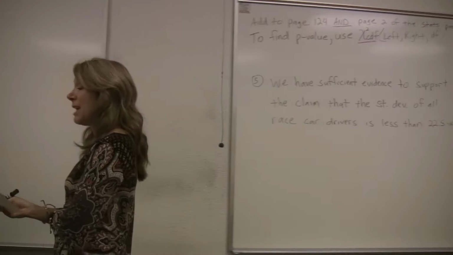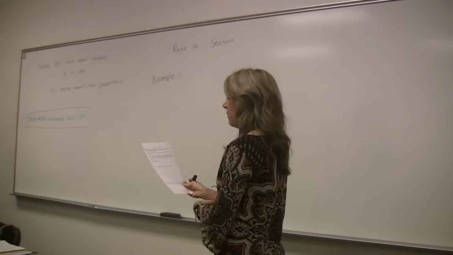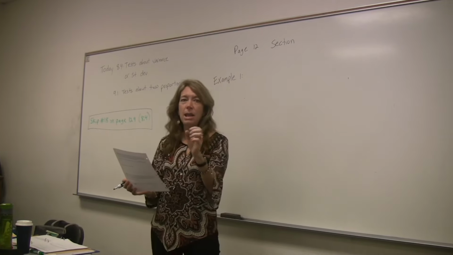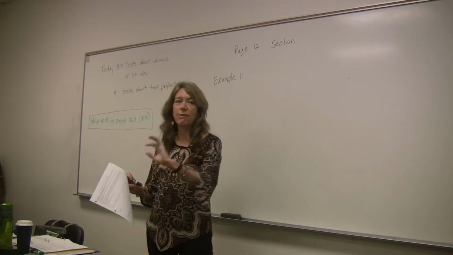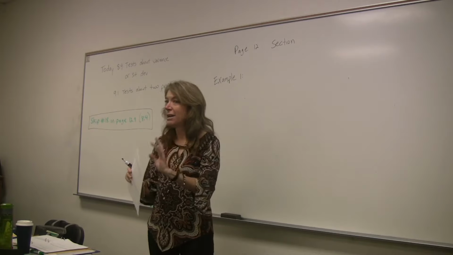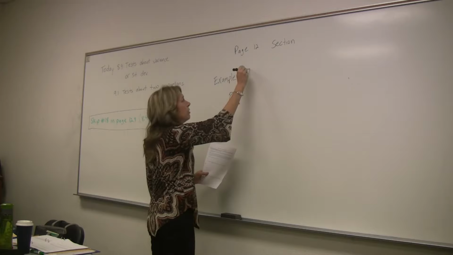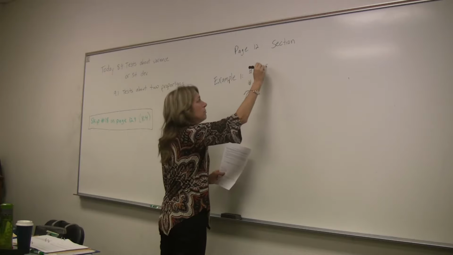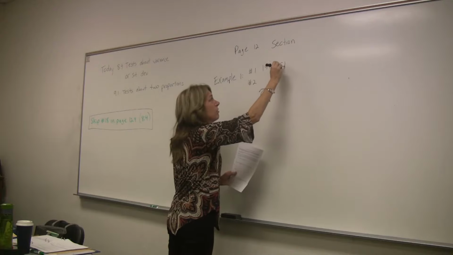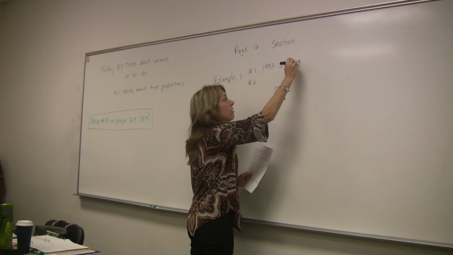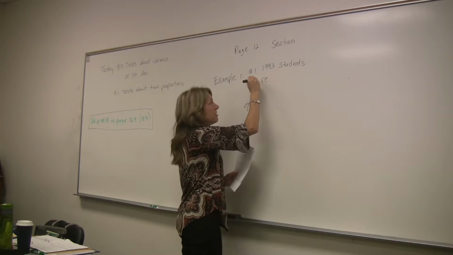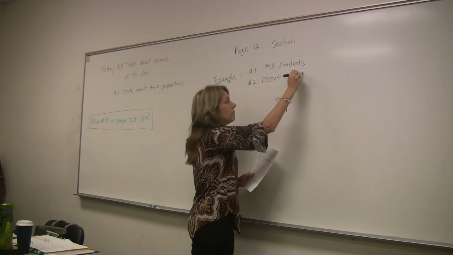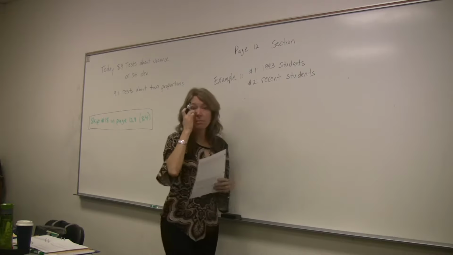And to organize everything, I like to take the initial step of defining which population is which. Is it men and women? Is it race car drivers and non-race car drivers? In this case, what are my 2 groups? The 1993 students, and then the recent students. It doesn't say 2017, it just says recent, so we'll put recent. Maybe it was last year or something.